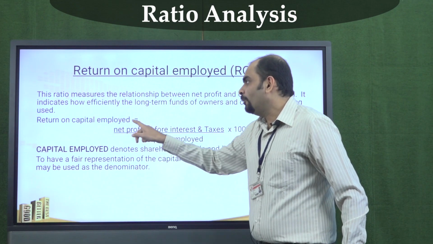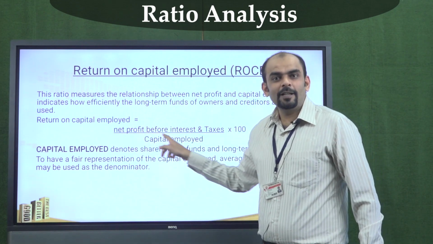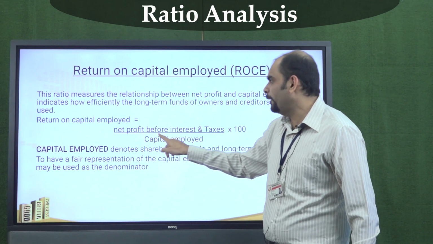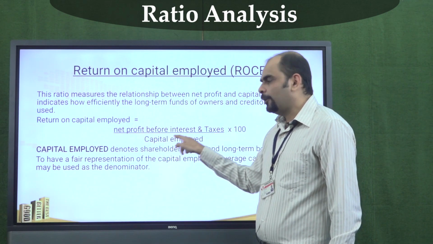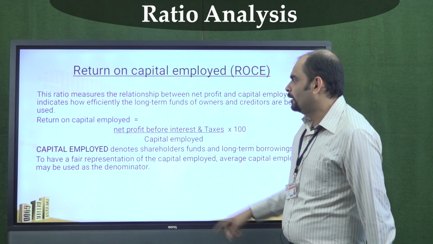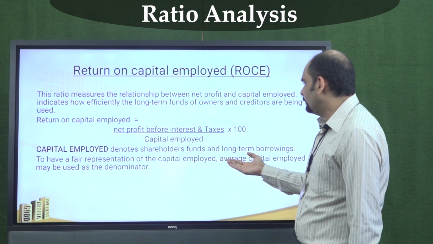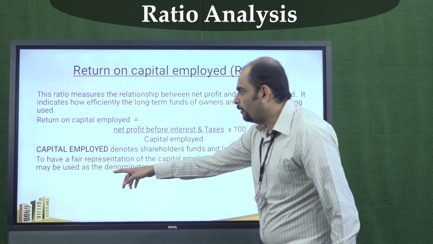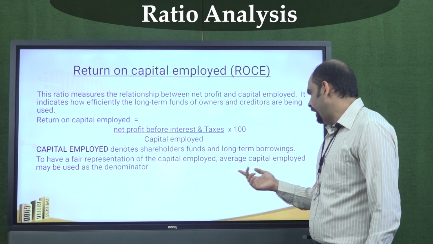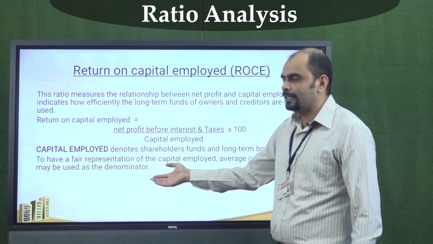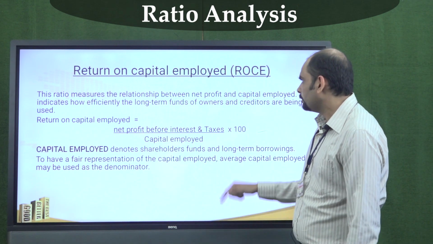So return on capital employed is, here see, net profit again changes. Here you use net profit before interest and tax upon capital employed into 100. So capital employed denotes the shareholders' funds and long-term borrowings. To have a fair representation of capital employed, average capital employed may be used as the denominator.